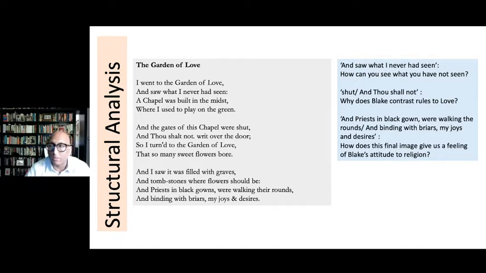Okay, structural analysis. Let's look at these three stanzas. I want you to think about this before I do the poem with you. "And saw what I never had seen" in the first stanza. How can you see what you've not seen? "Shut" and "thou shalt not." Why does Blake contrast rules, "thou shalt not," to love, the Garden of Love? "Priests in black gowns were walking the rounds and binding with briars my joys and desires." What does this final image give us, a feeling of Blake's attitude to religion? What do you think he feels about religion? And in fact, you could go through the whole poem and look at what you think he feels. Okay, so if you pause and do that now.